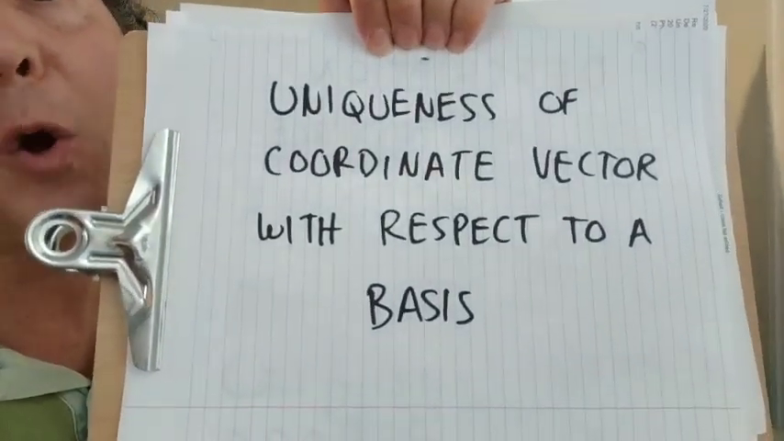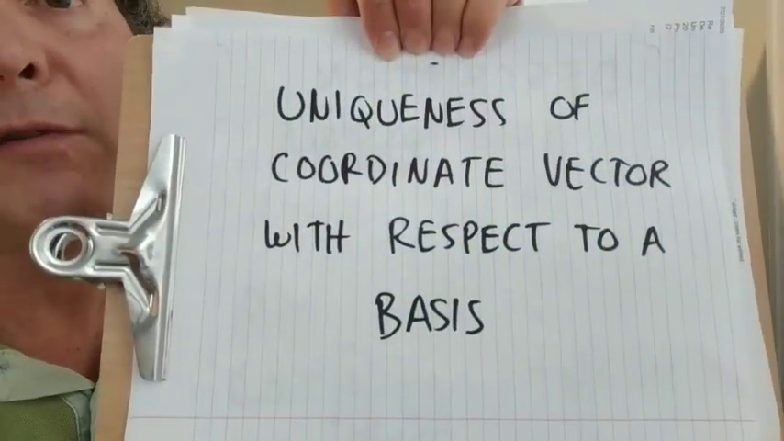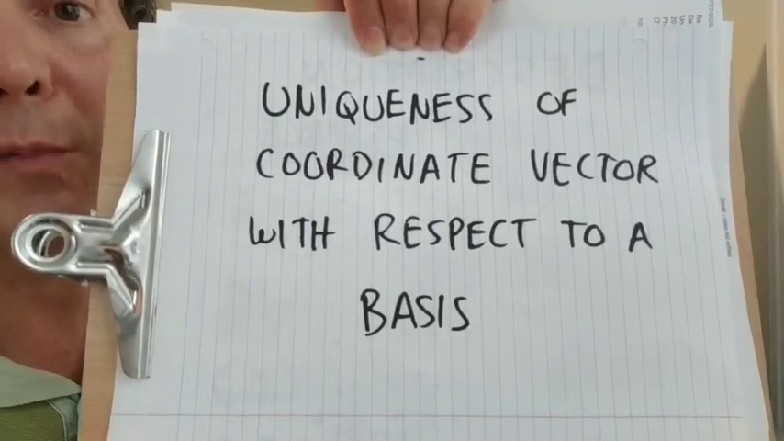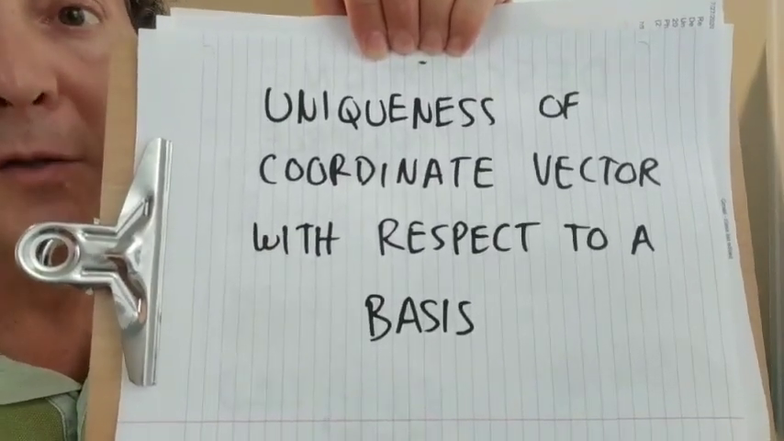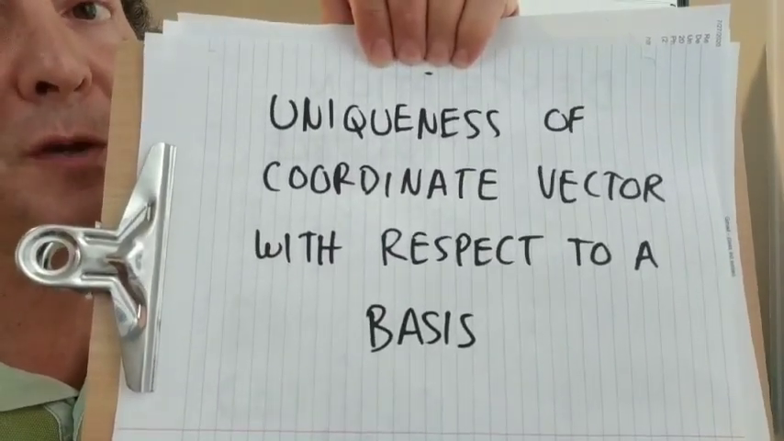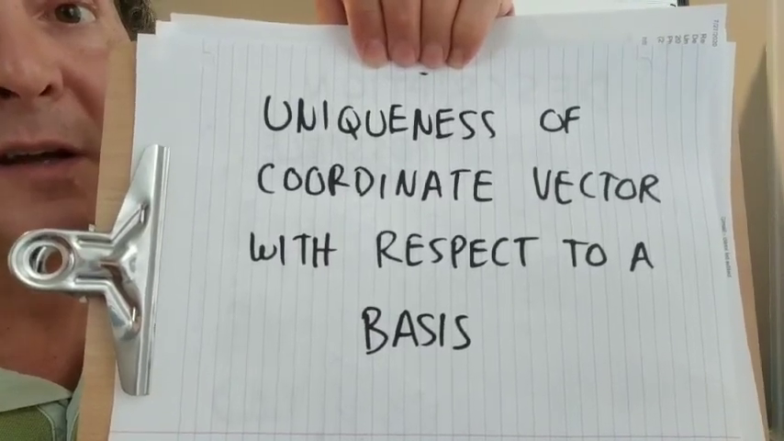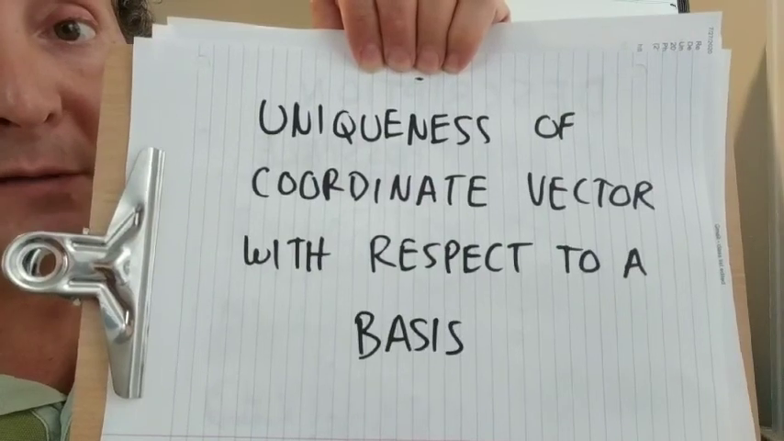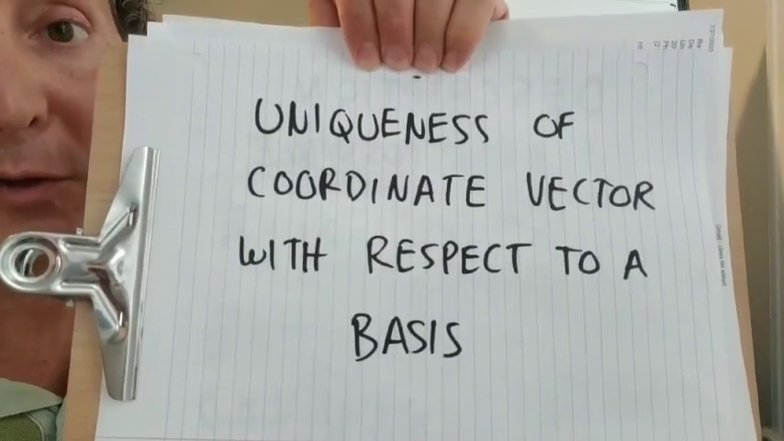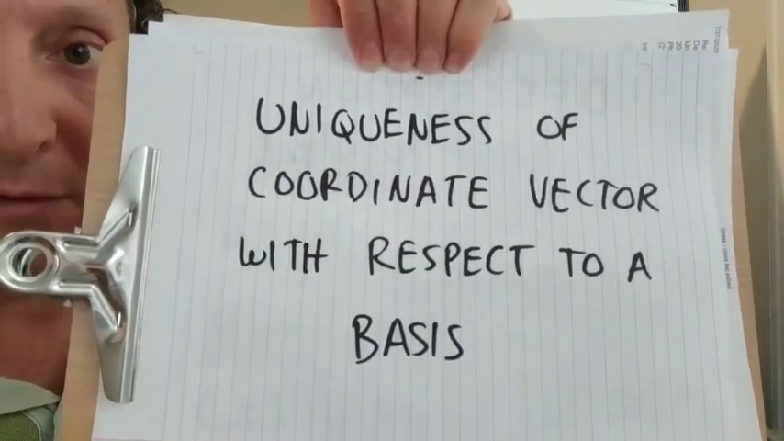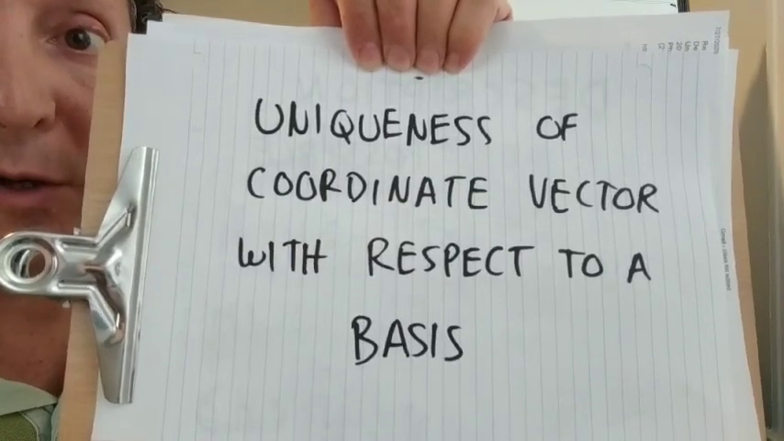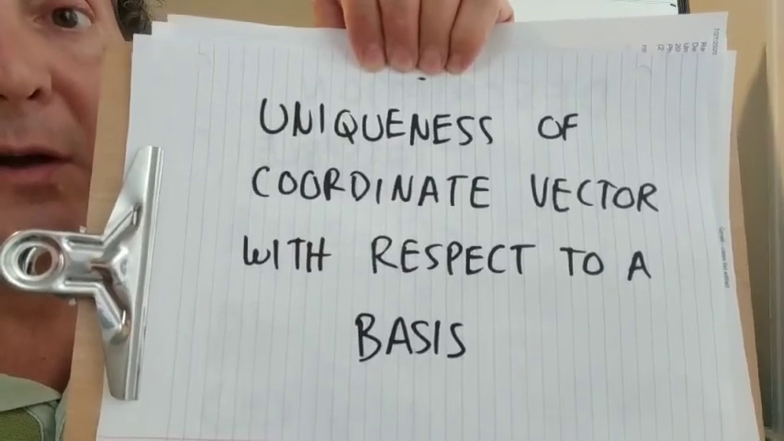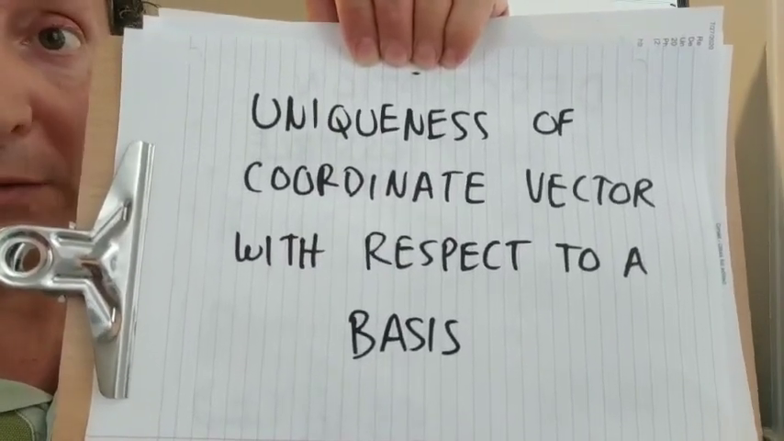I've talked a lot about the coordinate vector of a vector in a vector space with respect to a basis. So maybe I really should prove to you that if we're given a basis, there is exactly one way to write every element of the vector space in terms of that basis, and therefore that there's exactly one coordinate vector of a vector with respect to a basis.